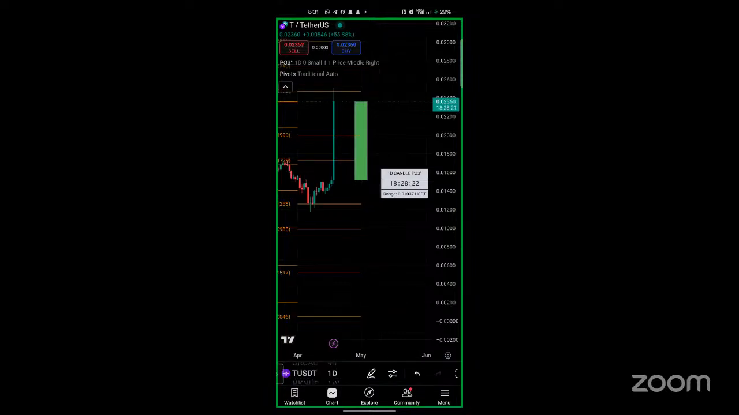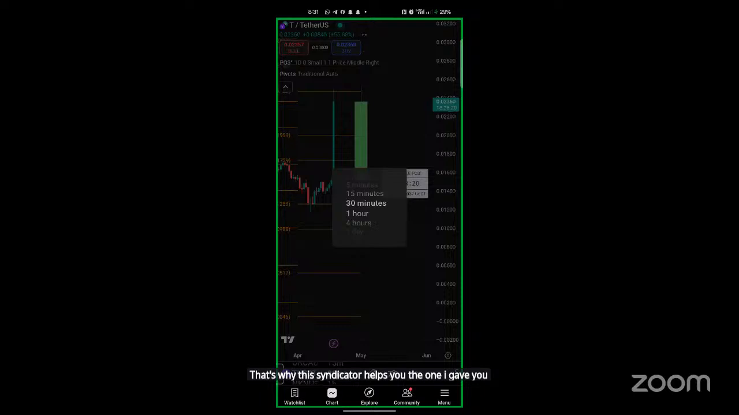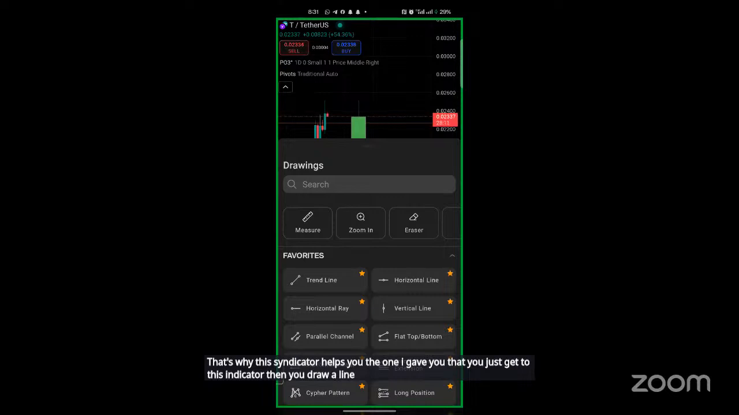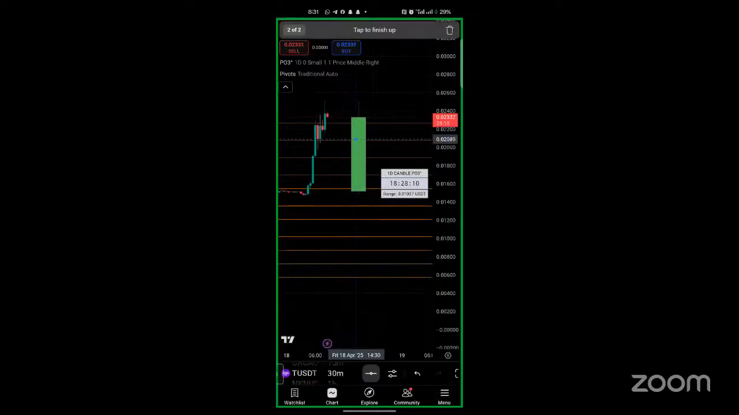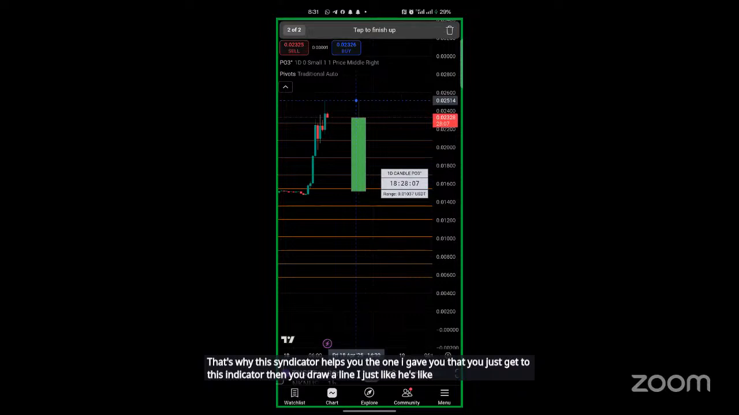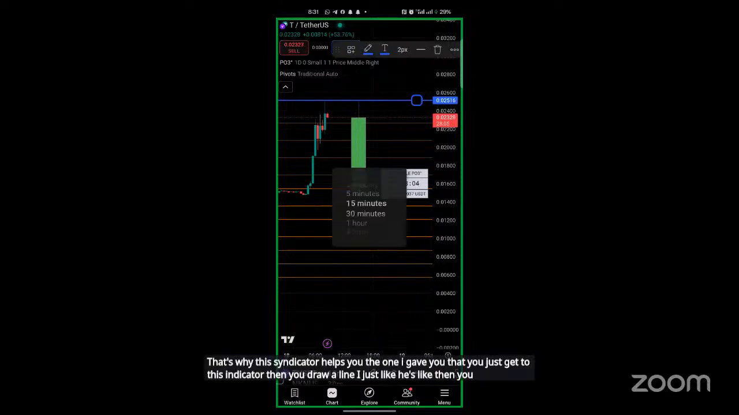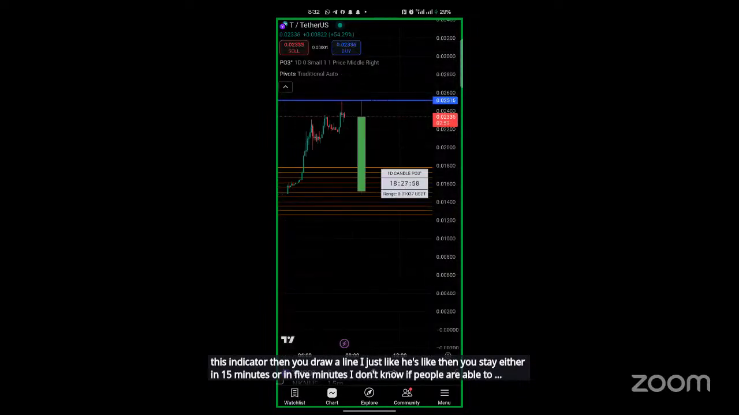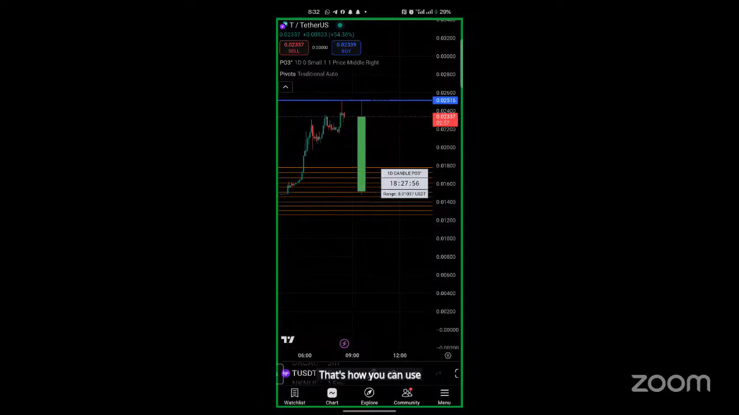That's why this indicator helps you, the one I gave you. You just get to this indicator, then you draw a line at like here. Then you stay either in 15 minutes or in 5 minutes. I don't know if people are able to understand. That's how you can use this line. I don't know if people have understood.